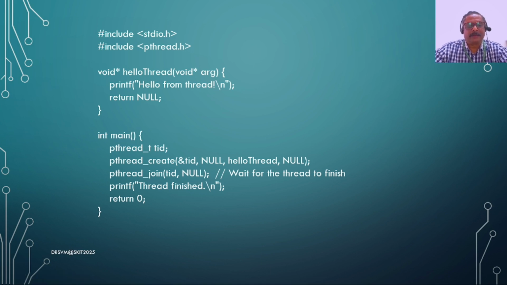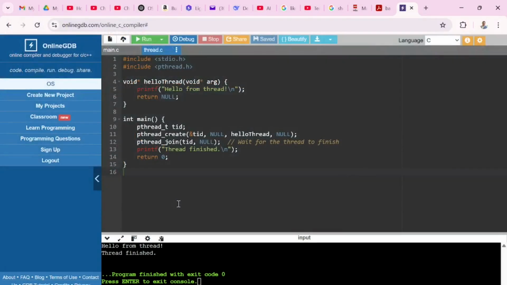So let's just look at the running of this one. Here we have the same program. If I just run it, it says hello from the thread, and then the thread is finished. We can run it again. So hello from the thread. So the thread is created, hello thread, and in the hello thread it says hello from the thread.